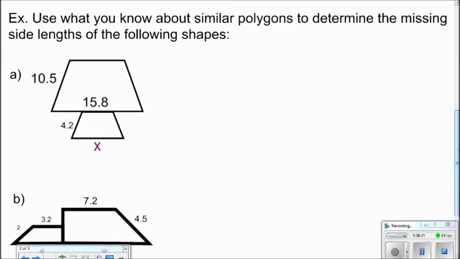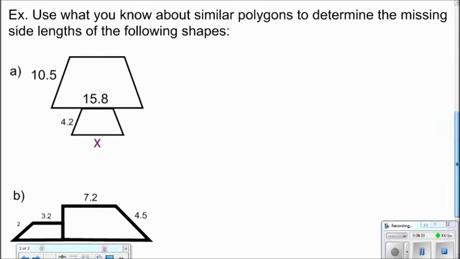It says, use what you know about similar polygons to determine the missing side lengths. When it says something like that, the question is telling you that the two shapes are similar polygons. So you need to use that fact to help you find some missing information. From the larger to the smaller four-sided figure, we have a reduction. And so we need to figure out what the scale factor is, or how much is being divided by. So we're going to set up a proportion.